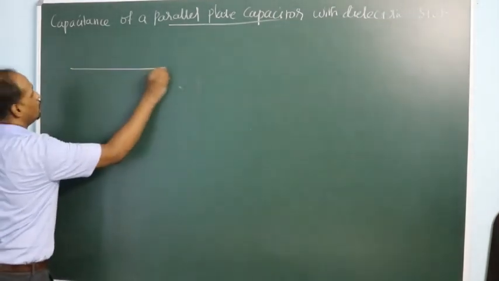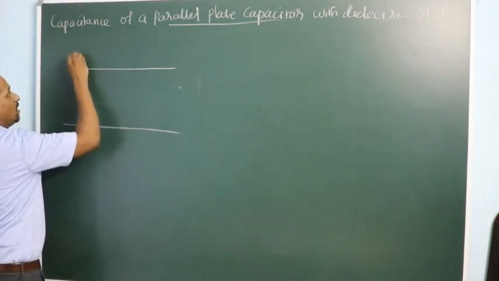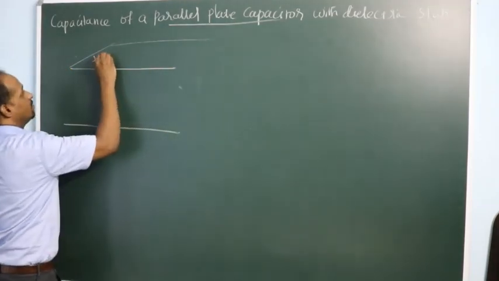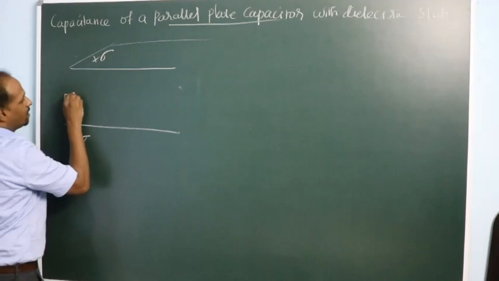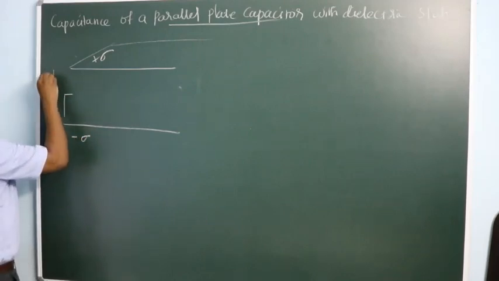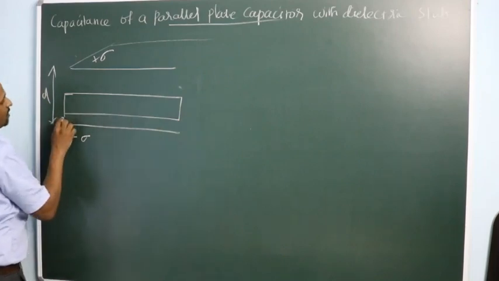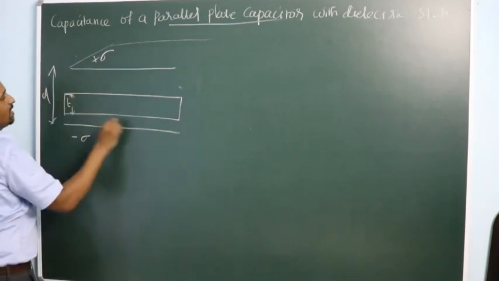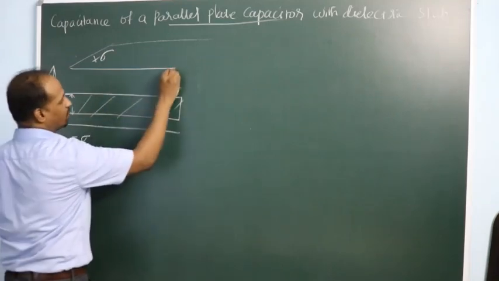Suppose you have two sheets of a capacitor, and this sheet has a charge density of, let's say, plus sigma, and this sheet has charge density minus sigma. Between them, the distance of separation is d, and a dielectric slab of thickness t and dielectric constant K is inserted between them. Then what is the capacitance of this?